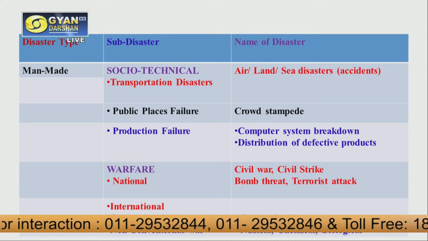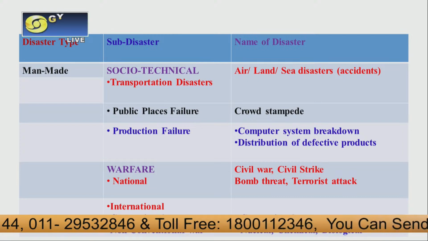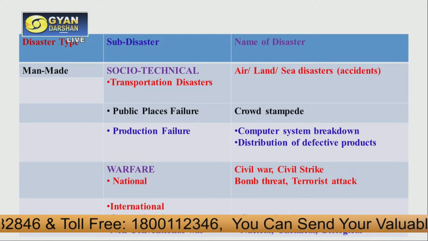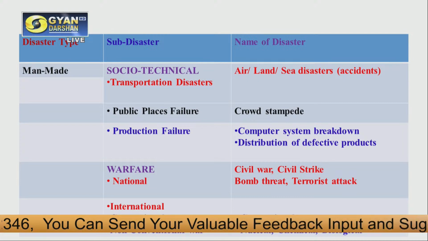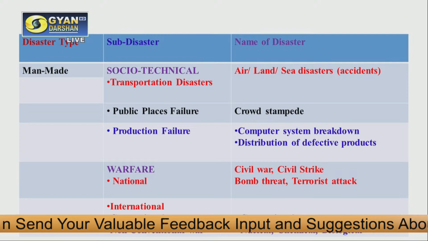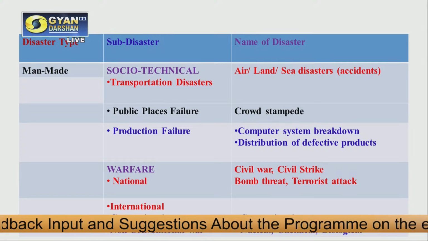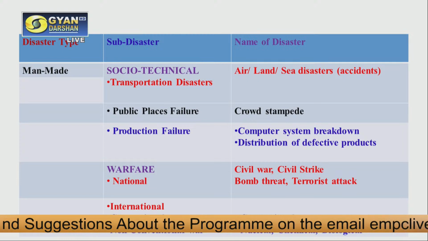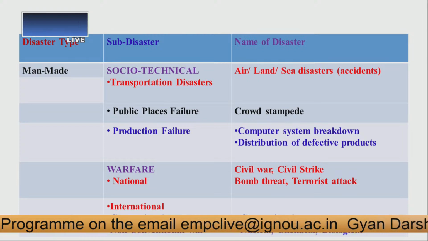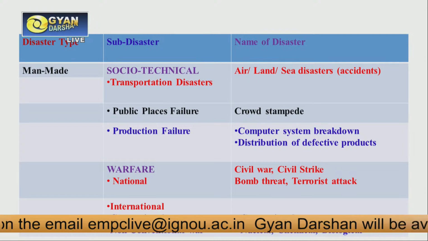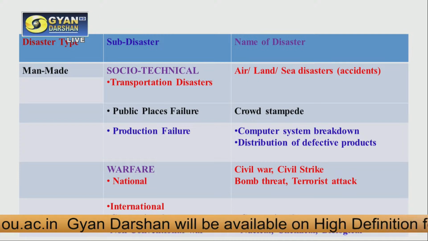Then there may be disturbance in that daily routine because of some bomb threat. There may be disruption to the train movement, there may be disruption to that aeroplane movement because of that bomb threat, basically. Then there may be a disturbance to our different activities because of the terrorist attack. So all these are warfare at national level.